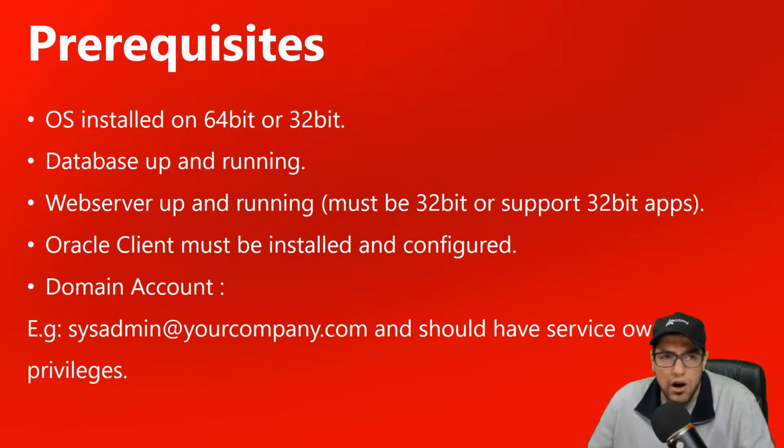The prerequisites are an operating system, 64-bit or 32-bit. We're going to use Windows Server. We need a set up and running database, and also we need a web server, which must be 32-bit or support 32-bit applications. We need Oracle client, and we need the domain account, such as domain at your company, and it should have service order privileges. These are the prerequisites. We're going to show you all the details from the installation to the configuration, even if you don't have any previous experience.